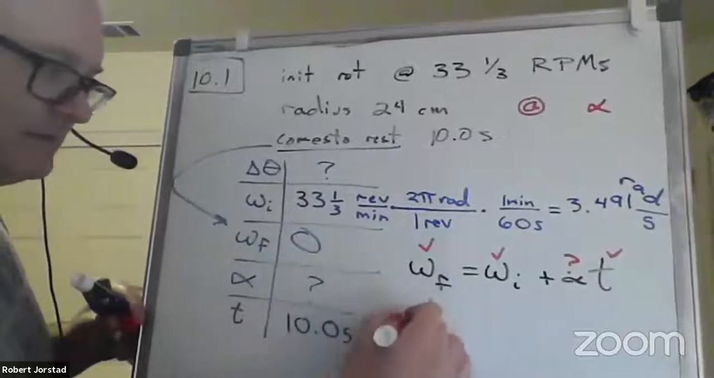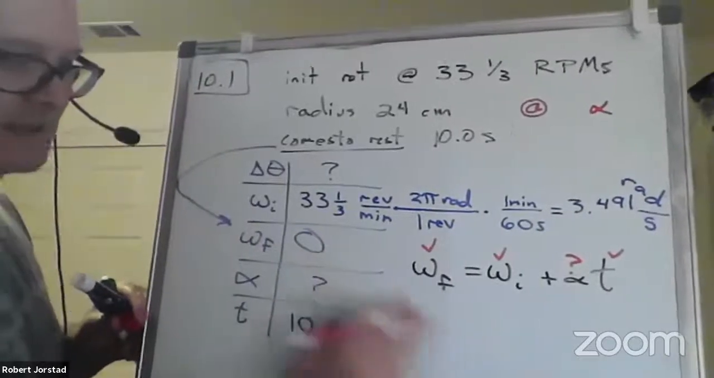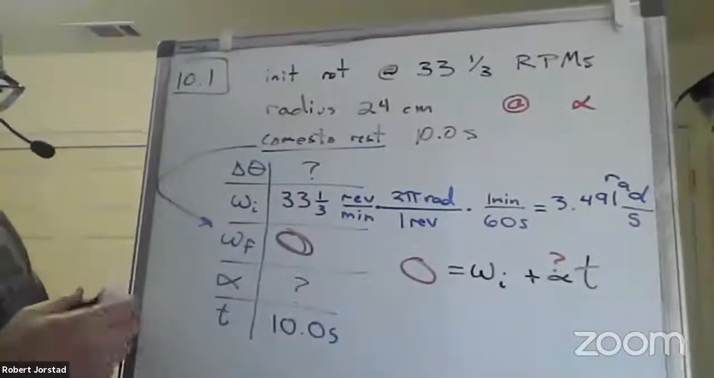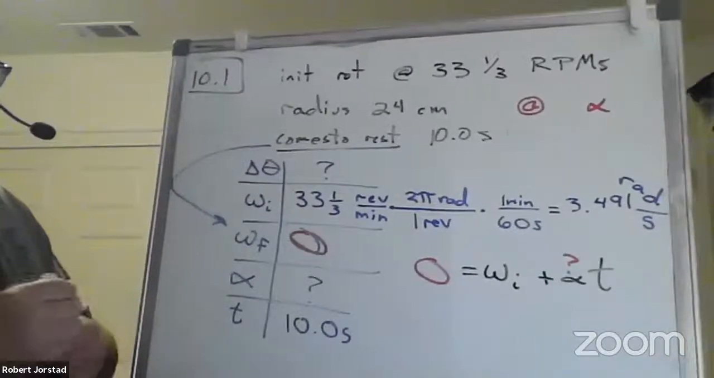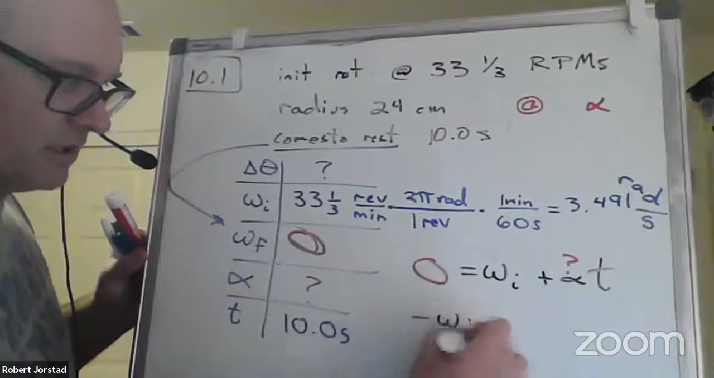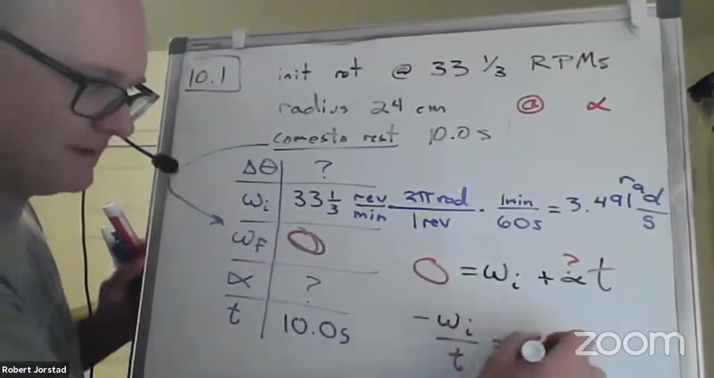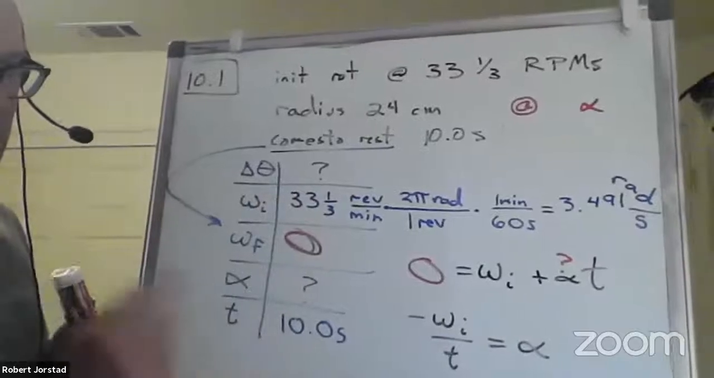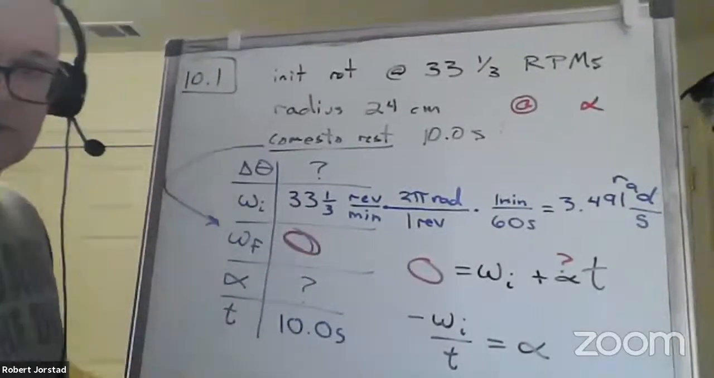So what is alpha? Wait, what's the next thing that you do before we do any algebra? Cancel out any zeros. Plug in the zeros. Okay, so now that makes it a little bit easier, right? So what do we get? I think it's negative omega initial over time equals alpha. We've got omega initial, we've got t. What should we always do with this algebraic equation?